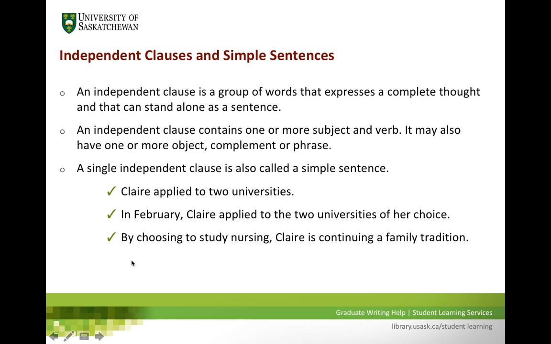In the last one, I'll read it out. By choosing to study nursing, Claire is continuing a family tradition. So here we have, again, the subject, Claire. We have the verb is continuing. And here's a direct object, a family tradition. And then we have a phrase at the beginning of the sentence, by choosing to study nursing. And we know that's a phrase, not a clause, because it doesn't have a subject and it doesn't have a complete verb. So this is just a phrase coming before the subject. And even though it's a longer sentence, it's still a simple sentence.